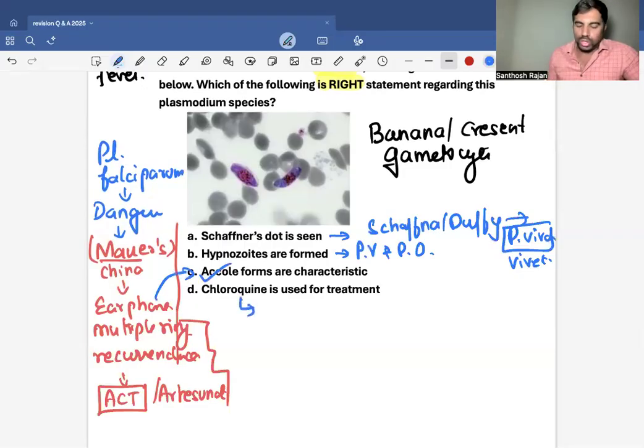Chloroquine treatment, no. Chloroquine is used only for Plasmodium vivax, because it's not working for falciparum. That's why we're giving artesunate combination therapy. So this all goes for Plasmodium falciparum. Okay, this much is more than enough. You know these points and you can do it.